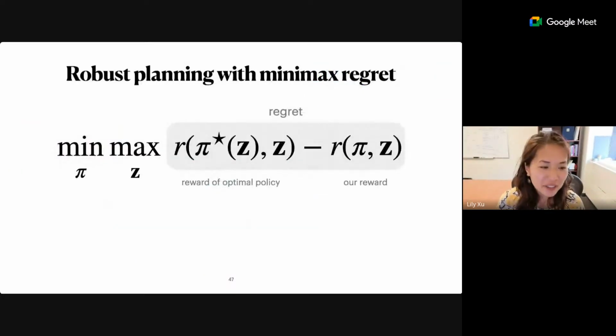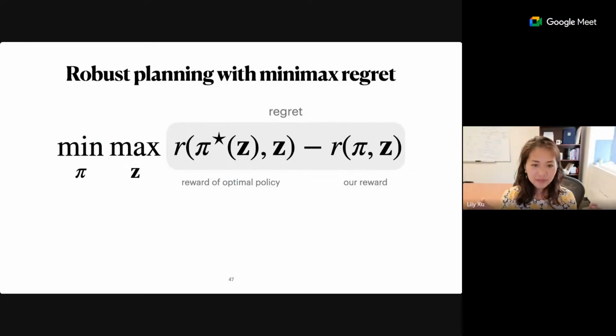If you agree with me that this is a reasonable objective, now the objective for our reinforcement learning policy is minimizing maximum regret. So finding some policy pi that will minimize, over all of our uncertain parameters z, the maximum regret. And regret is defined with respect to some optimal policy, pi star, compared to the reward from our policy, pi.